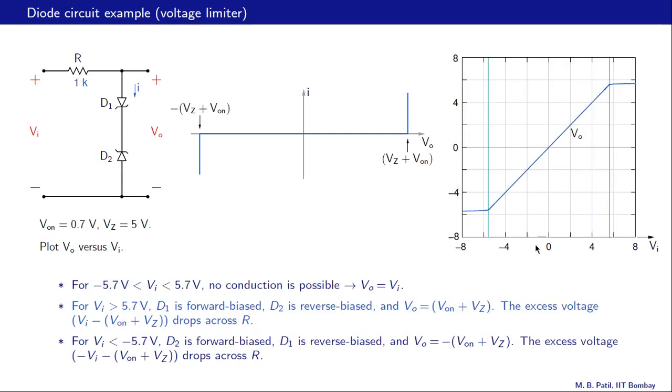Here is the plot of VO versus Vi, and let us make sure now that the features in this plot are consistent with our observations. For Vi between minus 5.7 volts and plus 5.7 volts, no conduction is possible, as we argued earlier. If no conduction is possible, there is no voltage drop across this resistance, and therefore VO is equal to Vi. And this equation represents a straight line with a slope equal to 1, and it passes through the origin like that.